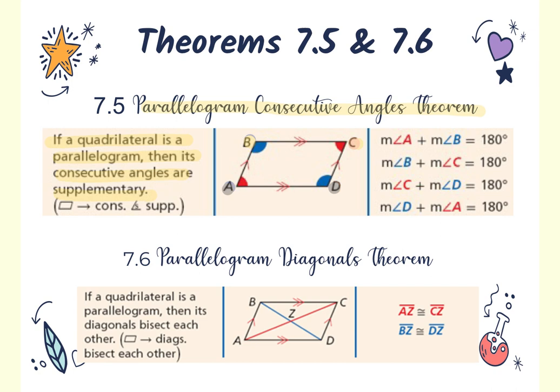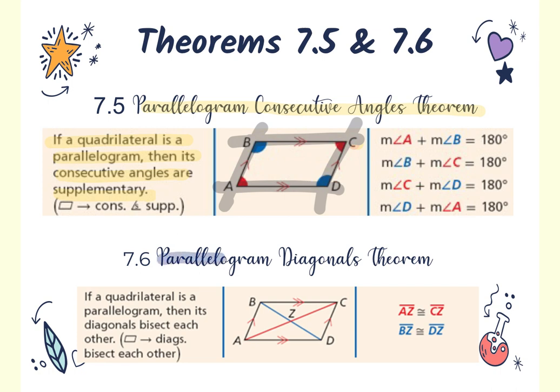Now this should make sense because if these are parallel lines and this is a transversal, B and C are your same side interior or consecutive interior angles, which would make them supplementary. And then if I rotate it around, C and D have the same relationship, D and A have the same relationship, and A and B have the same relationship.